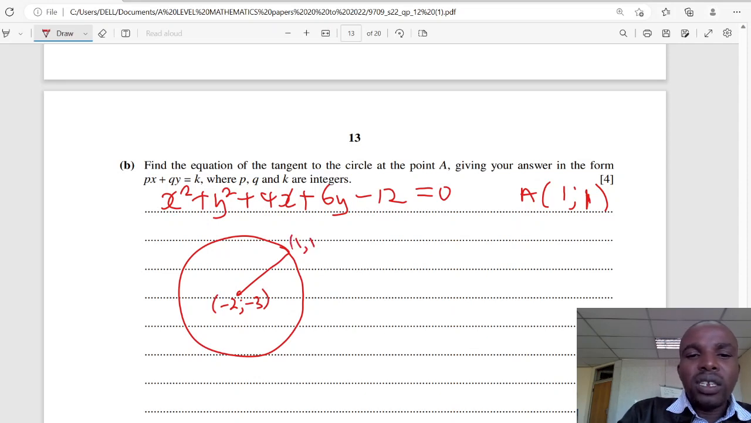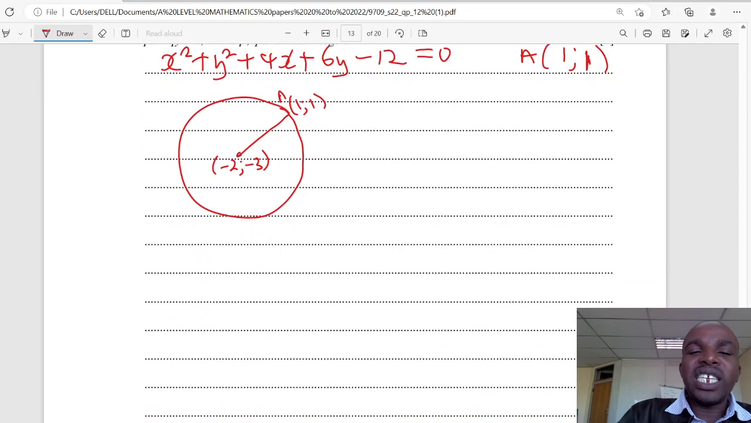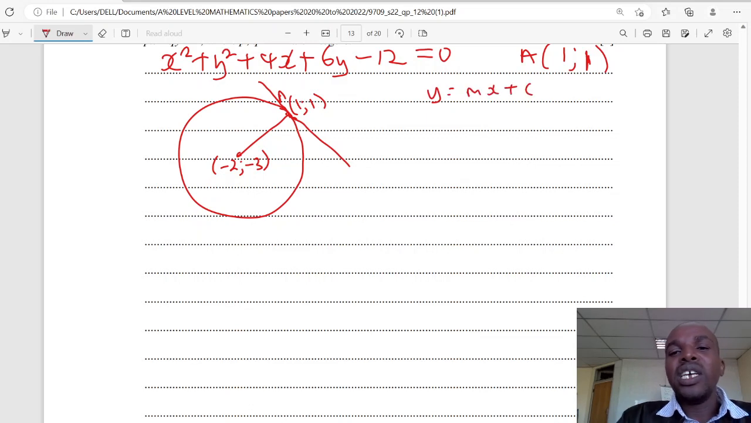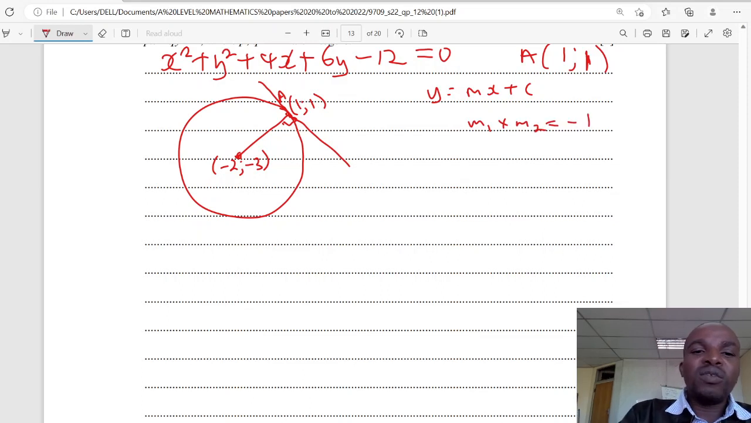Then we have (1, 1), that's point A. Since we want the equation of the tangent at A, what we need is a gradient and a point, because y equals mx plus c. The point we already have, which is (1, 1). What about the gradient? You can find the gradient of the line to the center. The tangent and the line to the center are perpendicular to each other, so you can use m1 times m2 equals minus 1. So let's find the gradient of the line from point A to the center.